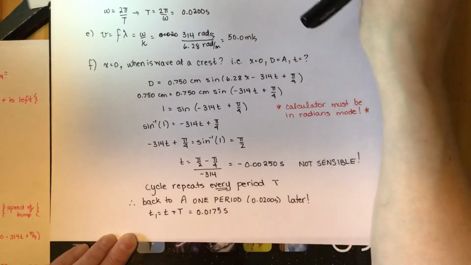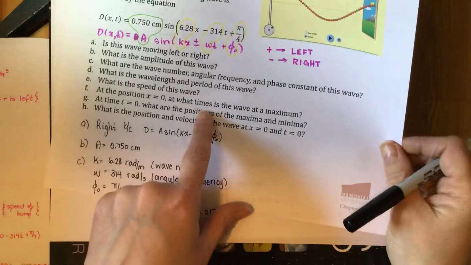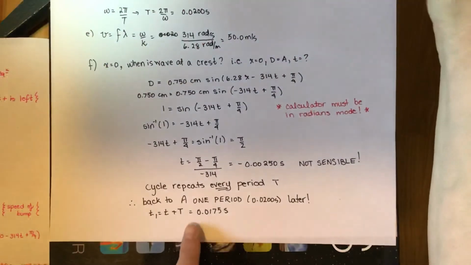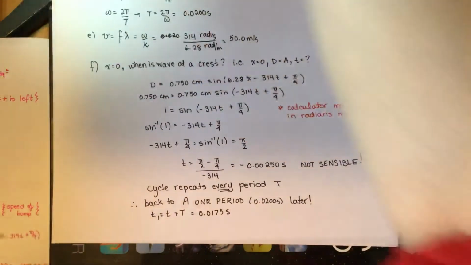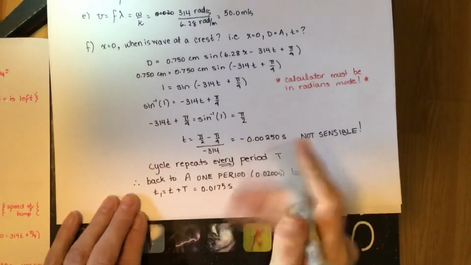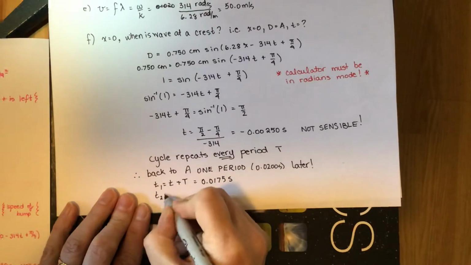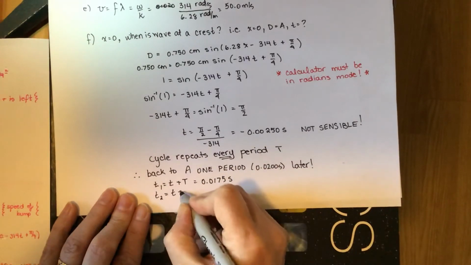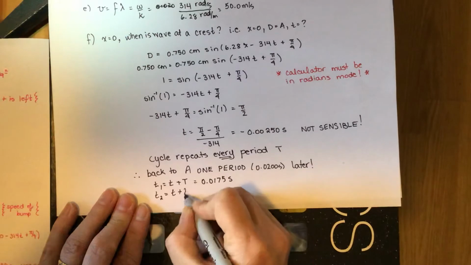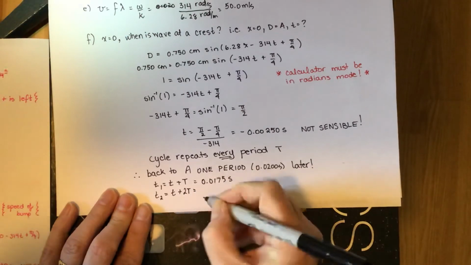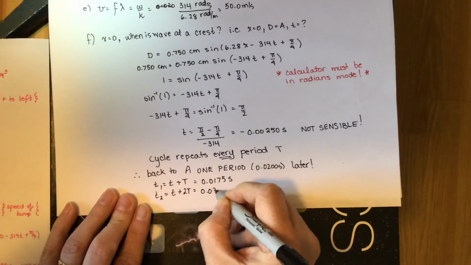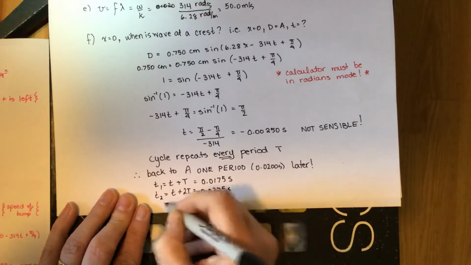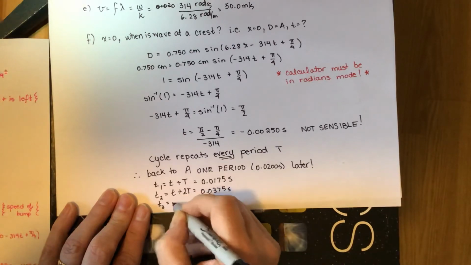Well, our question doesn't ask for the first time, it asks for all the times. So when is it back to an amplitude again? Well, it's back to an amplitude again another period later. So the second time, t2, is t plus 2 periods. And if you put your numbers in, you get 0.0375 seconds. The next time, we add on another period.